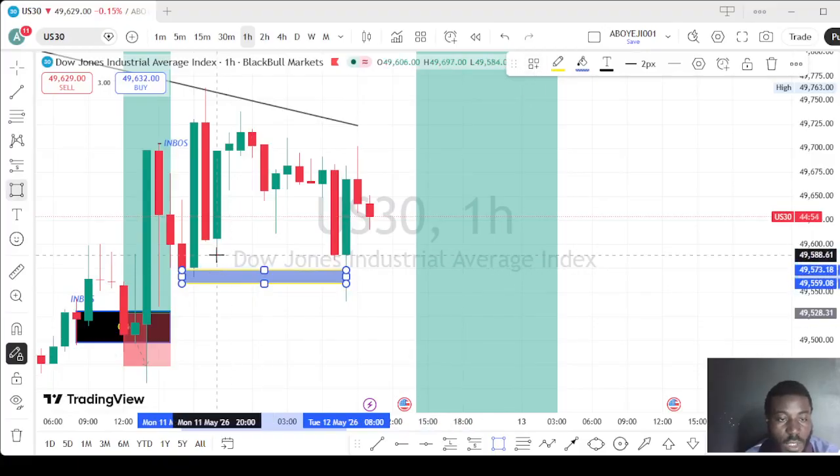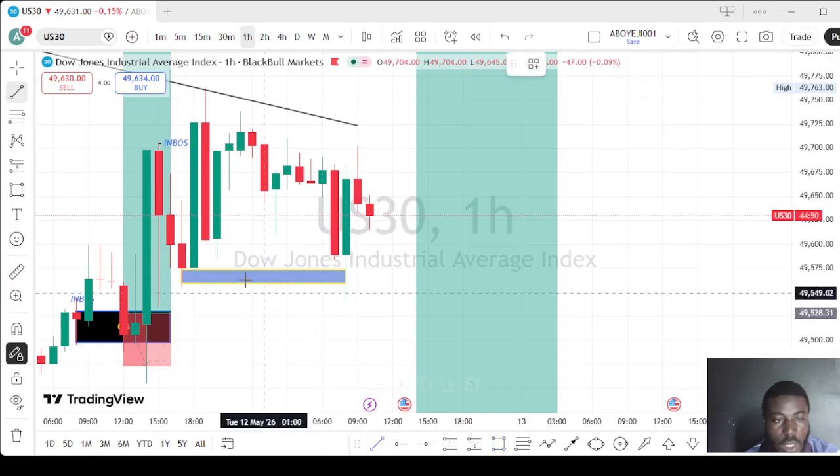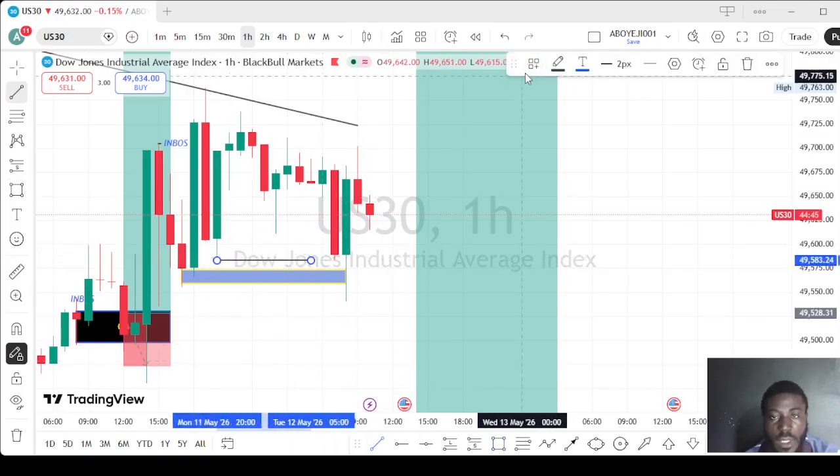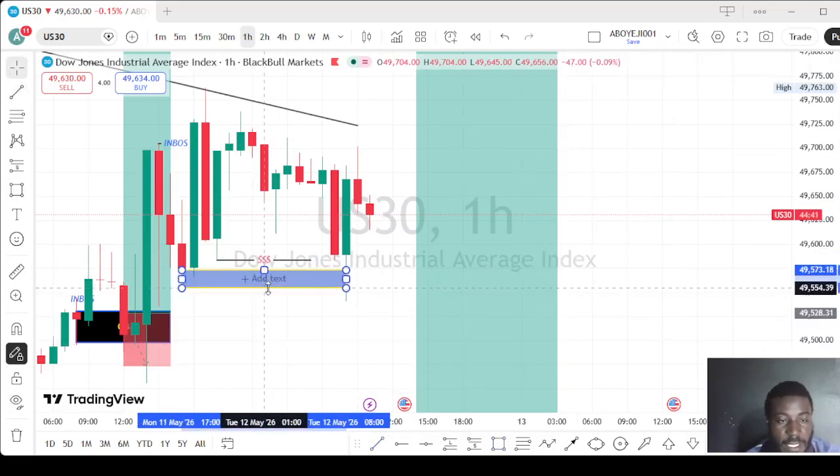And I'm having liquidity here because this does not break structure for me. This one does not break structure, so they serve as liquidity for me. And this is the other block.